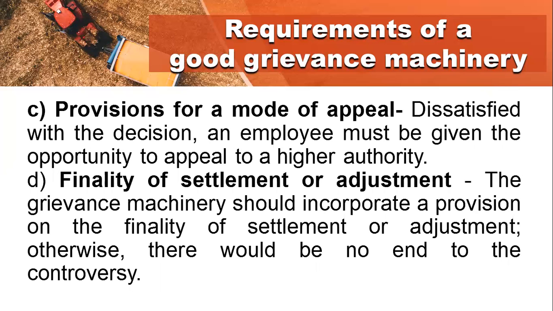And provisions for a mode of appeal, in case there is already a resolution on a grievance and the other party is not satisfied with the decision, then he could always make an appeal. And the manner of making an appeal and the body or authority to whom the appeal must be made has also to be indicated in the collective bargaining agreement.